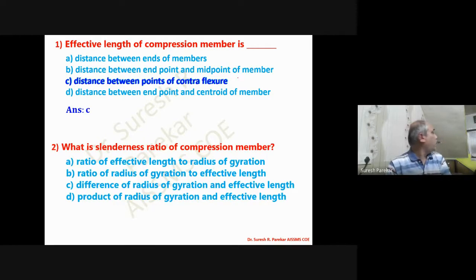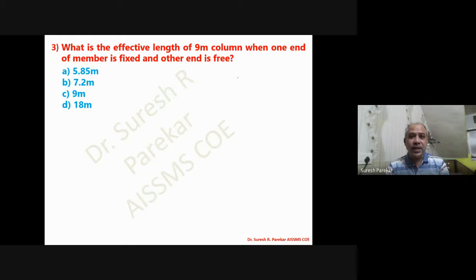Next question we have, what is slenderness ratio? We know slenderness ratio is the ratio of effective length to radius of gyration. So we have option A. Then we have, what is the effective length of a 9-meter column when one end of the member is fixed and the other end is free? We know when one end is fixed and the other free, L effective is 2L, and therefore 9 into 2, 18 meters.